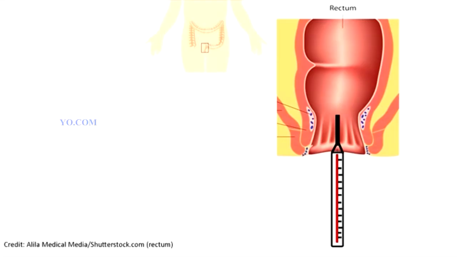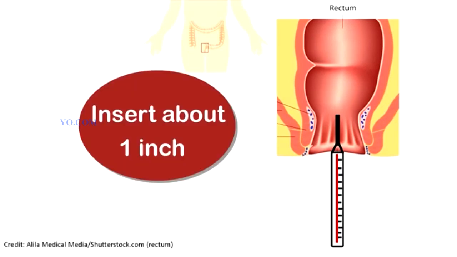Then insert the thermometer into the rectum about 1 inch. Then remove the thermometer once it beeps and read the temperature measurement. After reading the temperature, take the probe cover off, clean the thermometer, doff your gloves, perform hand hygiene, and document.